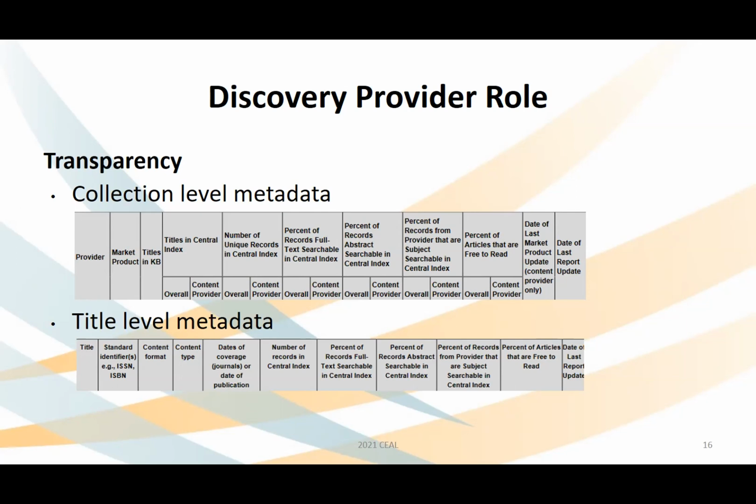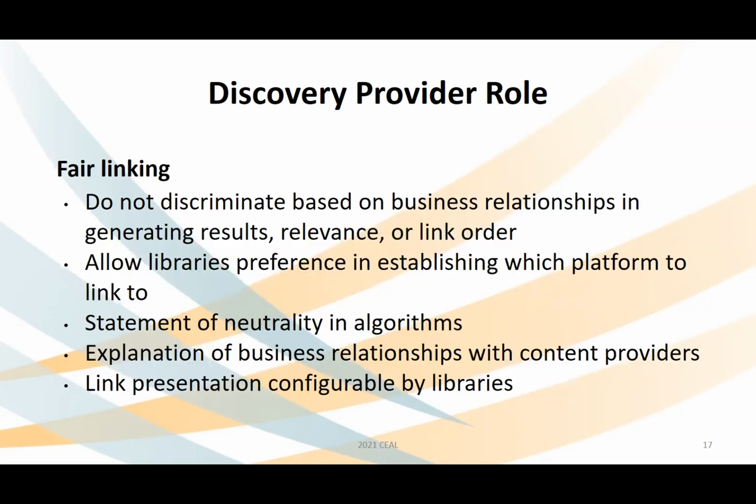And also we hope that the users will have the ability to drill down to the title level so that they can find more information about what they are searching for. So librarians are concerned about fair linking. Sometimes there are business relationships between the content providers and the discovery service providers, and these relationships should have no impact on the results, the relevance, or link order. For instance, there should be a statement of neutrality in the algorithms. And also libraries should be able to configure which links to present and in what order.